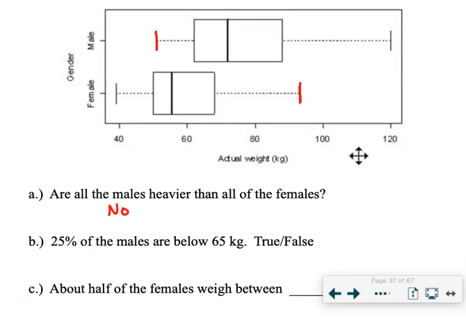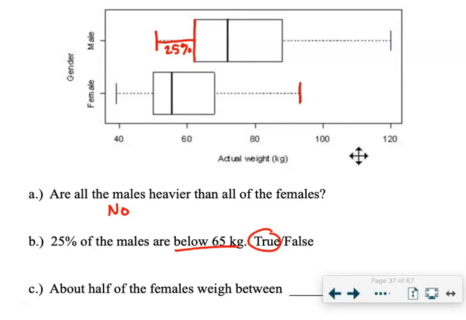Okay, second one, 25% of the males are below 65 kilograms. So find 65 kilograms. It's probably right about here. Are 25% of the males beneath that? Okay, remember about box plots. In between each piece is 25%. So minimum to Q1, Q1 to median, you're broken into 25% chunks. This is actually true. Below 65 kilograms, that is 25%.